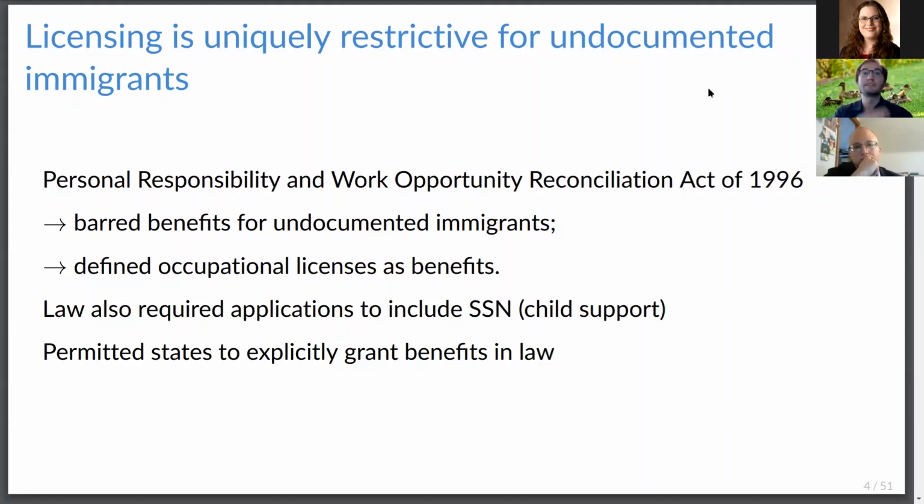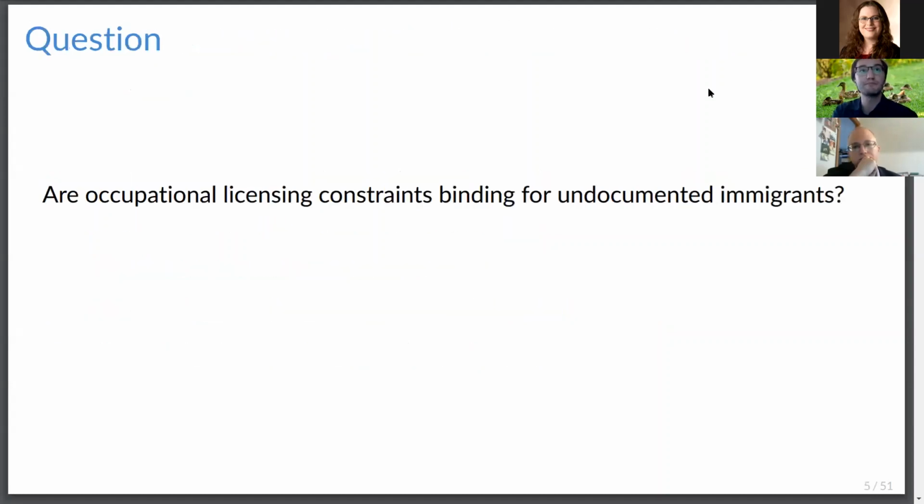The exception that I'm going to use in my identification strategy is that the same law permitted states to grant benefits if they explicitly pass legislation allowing undocumented immigrants to obtain a certain benefit. That's the variation I'm going to use to see the effects of these restrictions on undocumented immigrants. And so my research question is, are these occupational licensing constraints binding for undocumented immigrants, right?